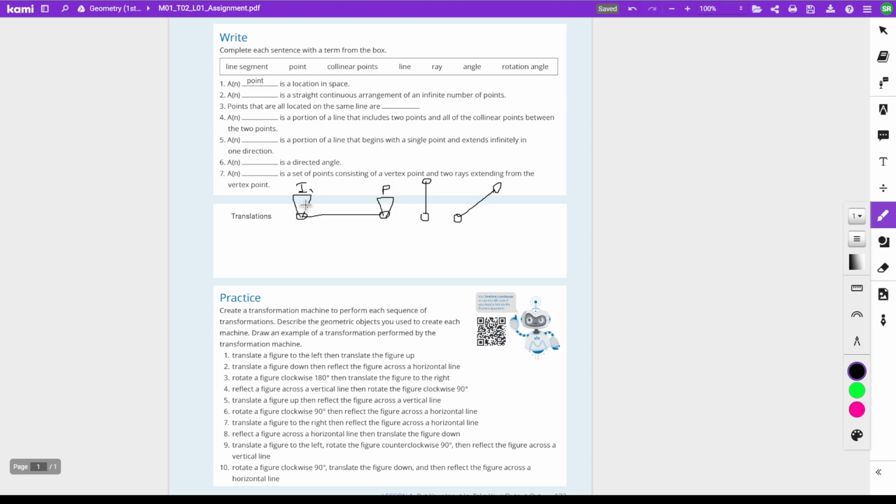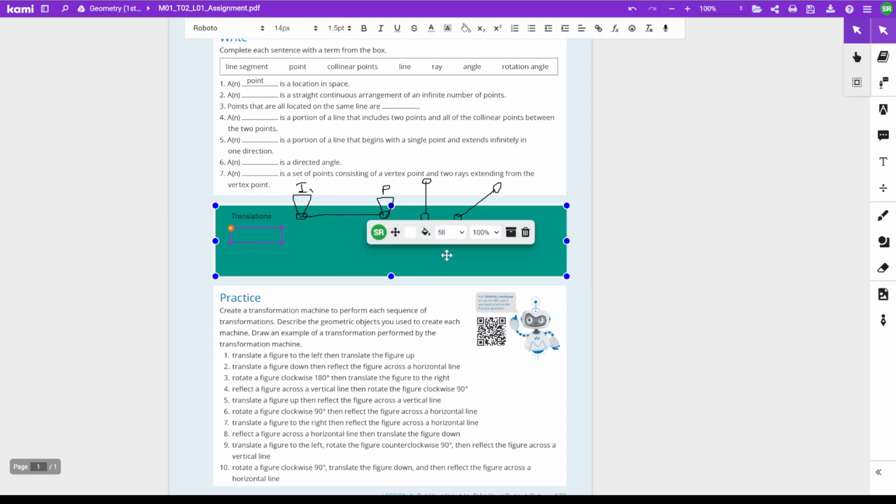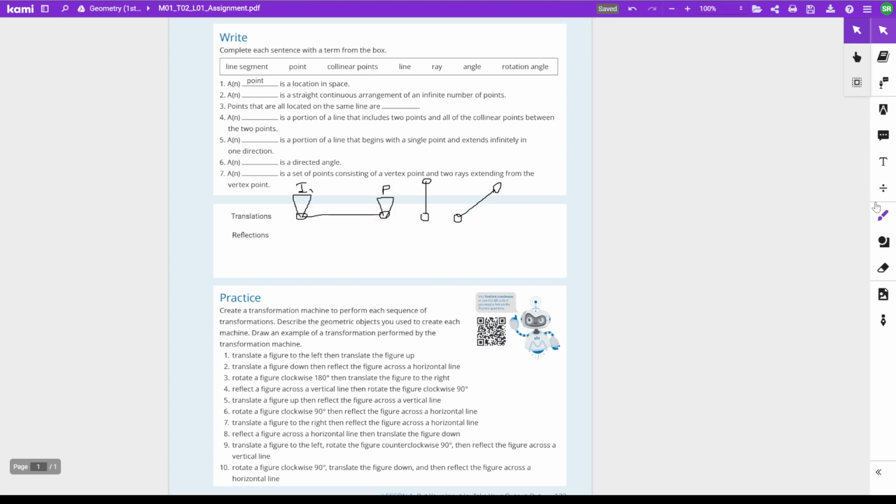Okay, so in the practice it says to translate a figure. You can pick any figure you want. Here I chose an upside down triangle, but for your purposes you could use a square, you could use a right triangle, whatever you want. Okay, so we use line segments for translations. Now for let's say reflections, we're going to want to use lines.